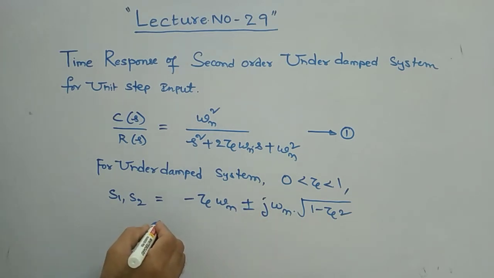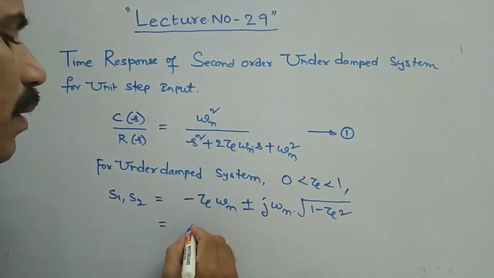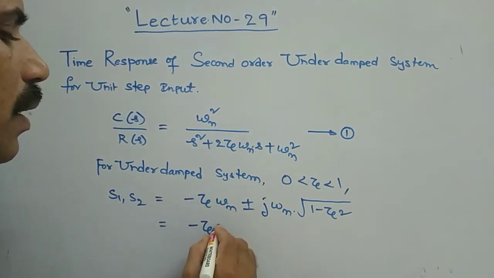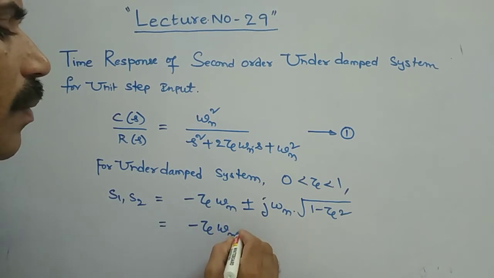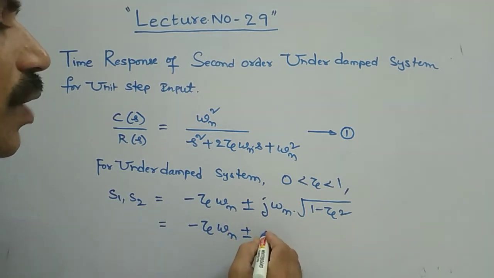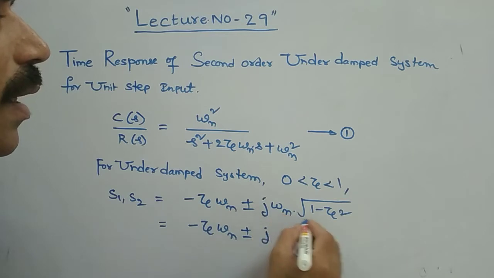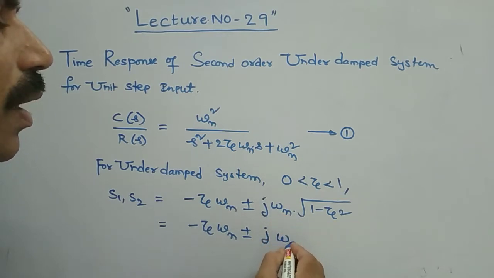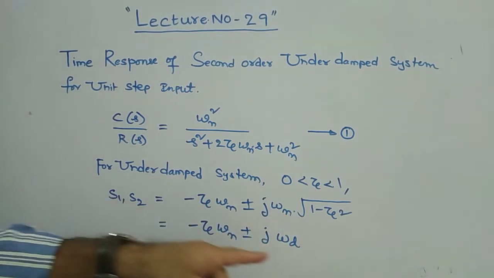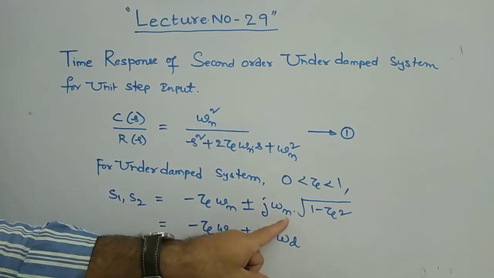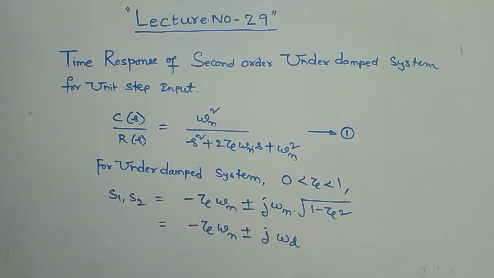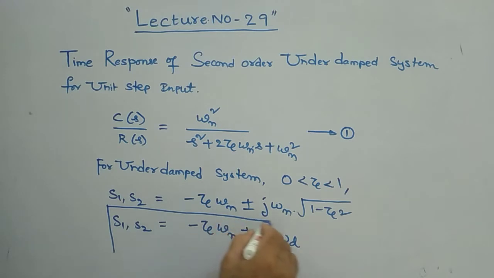And finally, from this, we have written zeta omega n plus or minus j into all this entire portion, which we have called omega d. Is it not? Omega d is the damped natural frequency, whereas omega n is the undamped natural frequency. So this is what your S1, S2 means. These are the roots of that second order system.